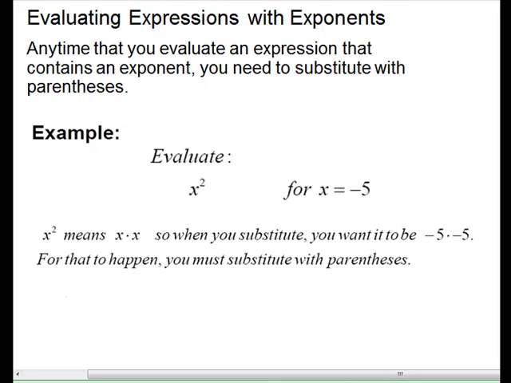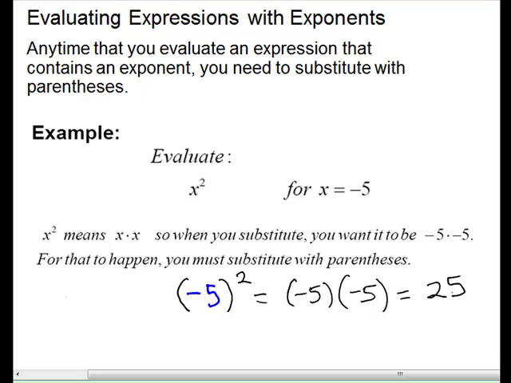So for this problem, we will have to plug in parentheses the -5 so that the negative will also get to the exponent. So this will mean 2 copies of -5, which will equal 25. You don't see a parentheses on there originally. It's understood that the entire x goes to the power. The parentheses forces the entire x to go to the power.